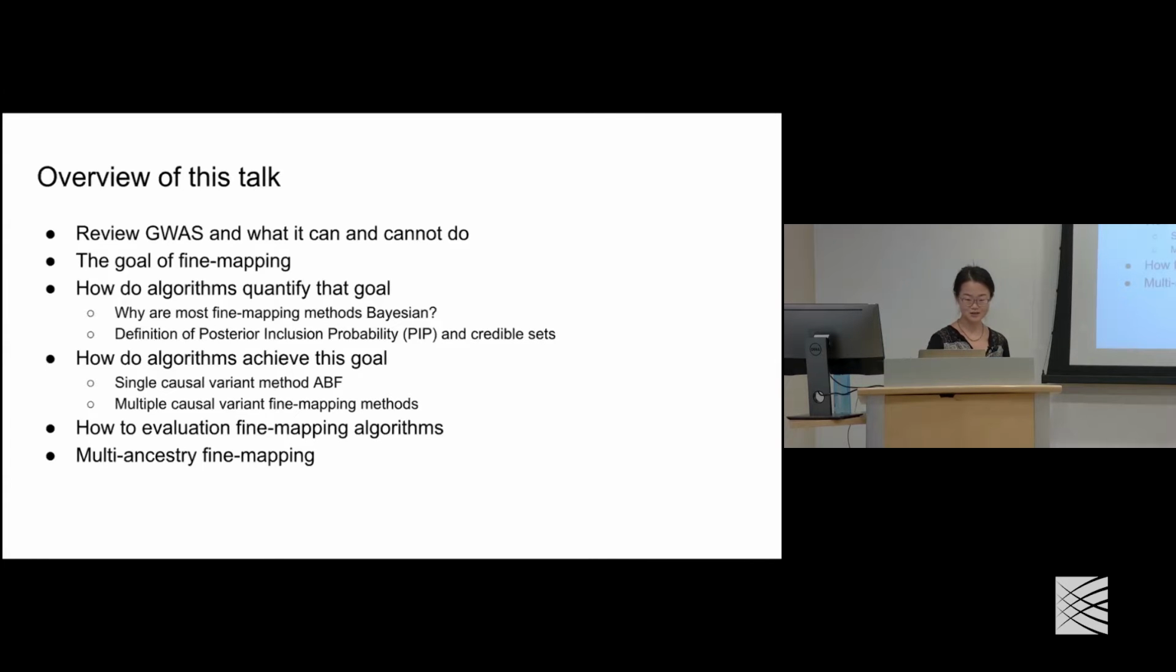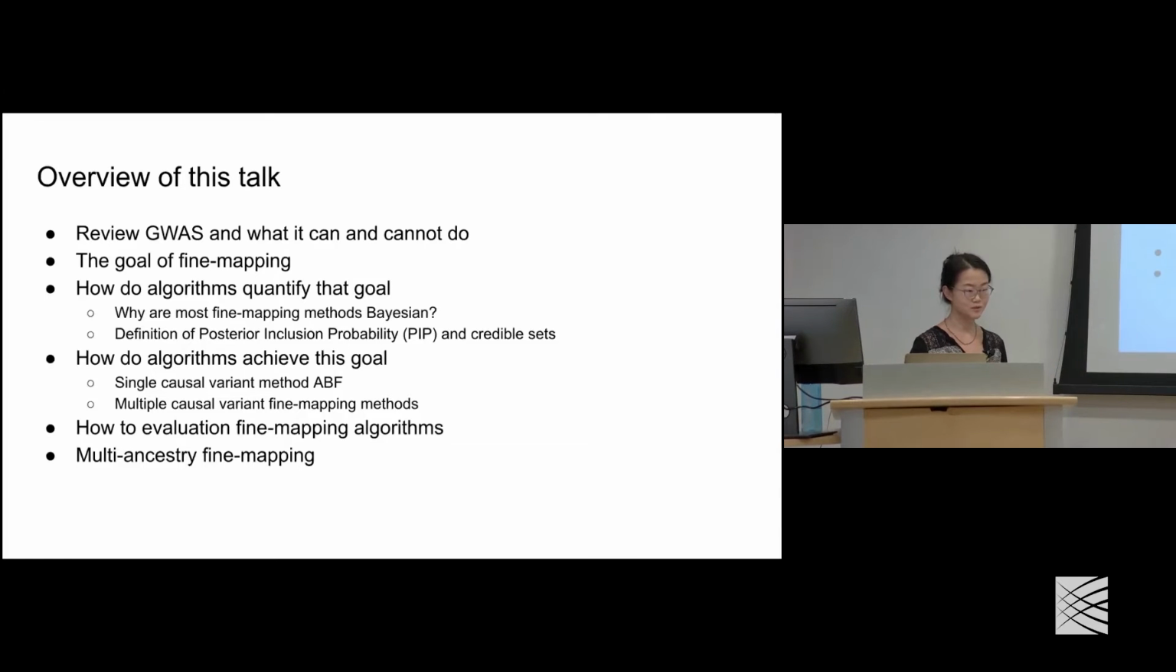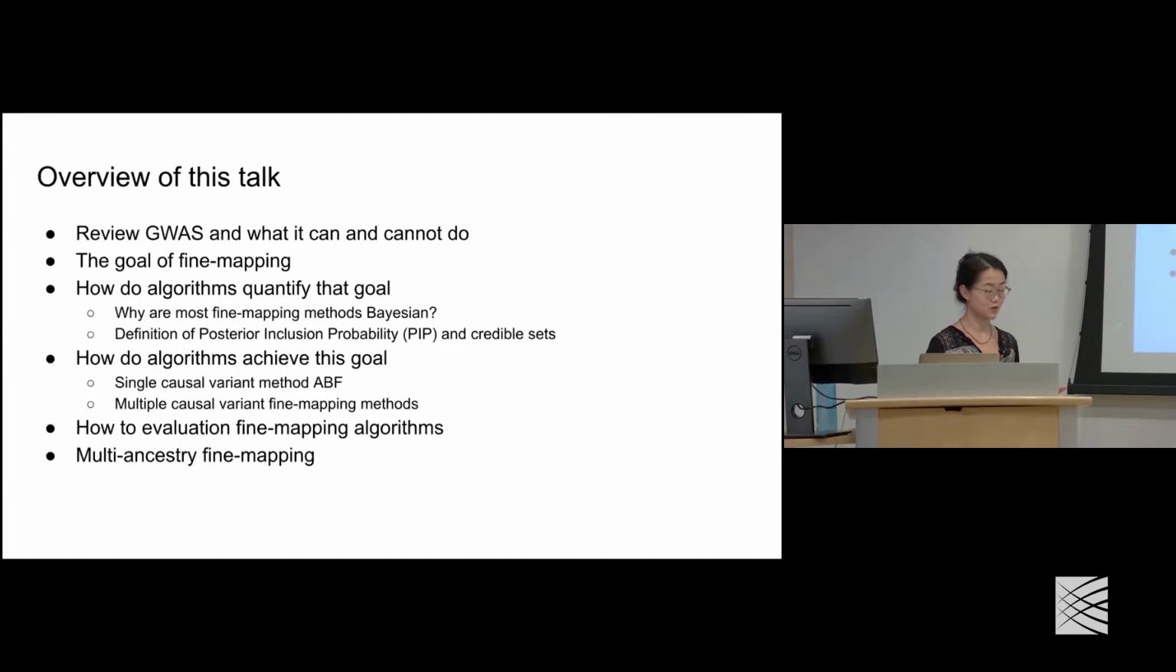Okay, so let's get started with the overview of this talk. We can't really talk about fine mapping without talking about GWAS, and I think most of you have heard of or interacted with GWAS before. So I'm just going to review GWAS and go one level deeper into the basic math of GWAS, so that it's easier for me to explain what GWAS can or cannot do. That leads directly into the goal of fine mapping, which is basically to do what GWAS cannot do.